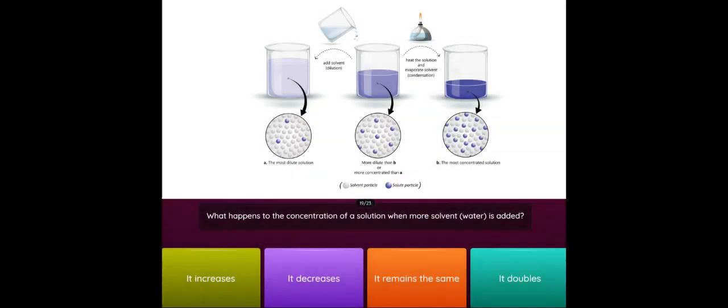What happens to the concentration of a solution when more solvent is added? If you add more water, the concentration goes down. It becomes more diluted, but the concentration decreases.